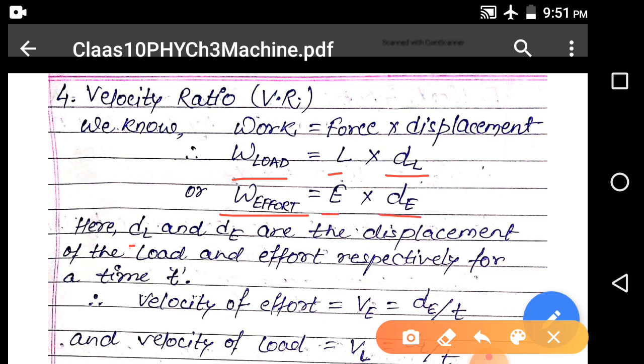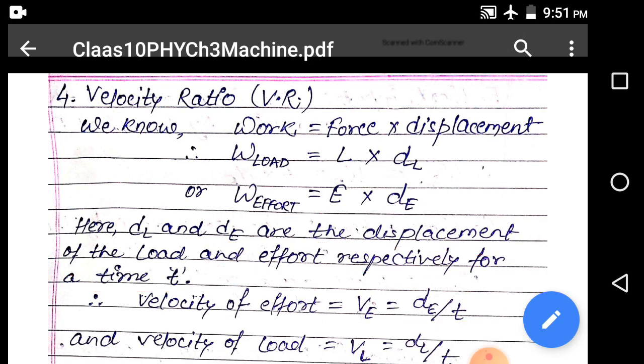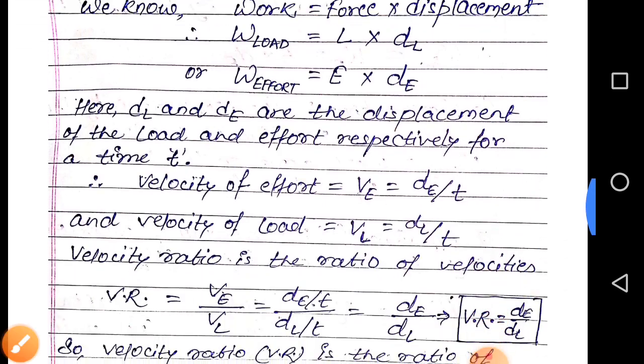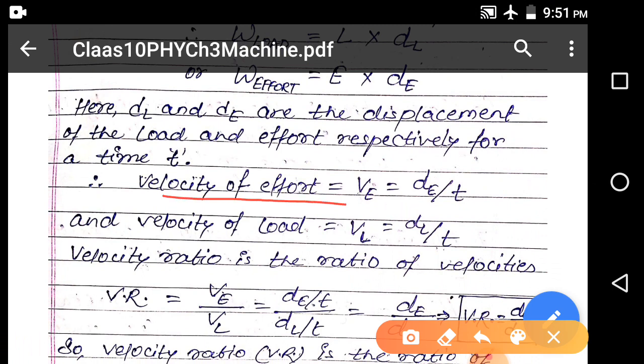Here dl and dE are the displacement of the load and the effort respectively, for the same time t. Now as we have the displacement, the velocity of the effort VE is equal to dE by t, and the velocity of the load is equal to dl by t for the same time t. As we know, VR is the ratio of the velocity of the effort to the velocity of the load, VE by VL.